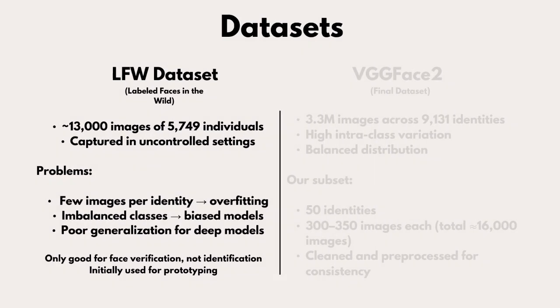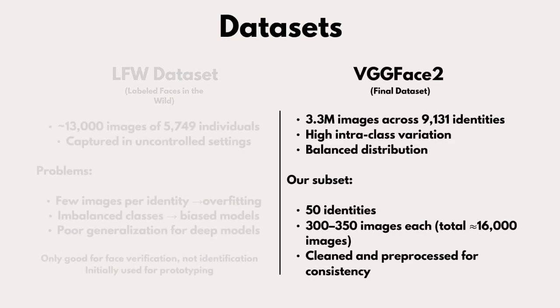Moving on to the datasets, we began with the LFW dataset, but it has major issues: fewer samples per identity and class imbalance that make it unsuitable for identification tasks. Then we switched to the VGGFace2 dataset, a much richer dataset. From it, we selected 50 identities with about 325 images per person. This gives better class balance and greater diversity for training our model.